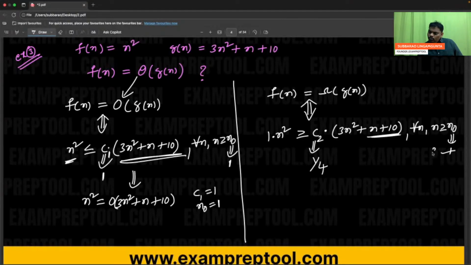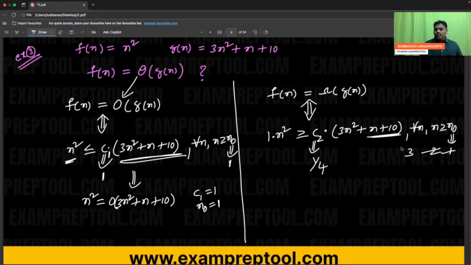If I take 2, the left is 2², which is 4. 3 times 4 is 12, plus 2 is 14, plus 10 is 24. 24 by 4 is 6. The left side is only 4, so it fails. Let's go to 3. You have to keep checking for some constant. From some point onwards, it is going to work out.